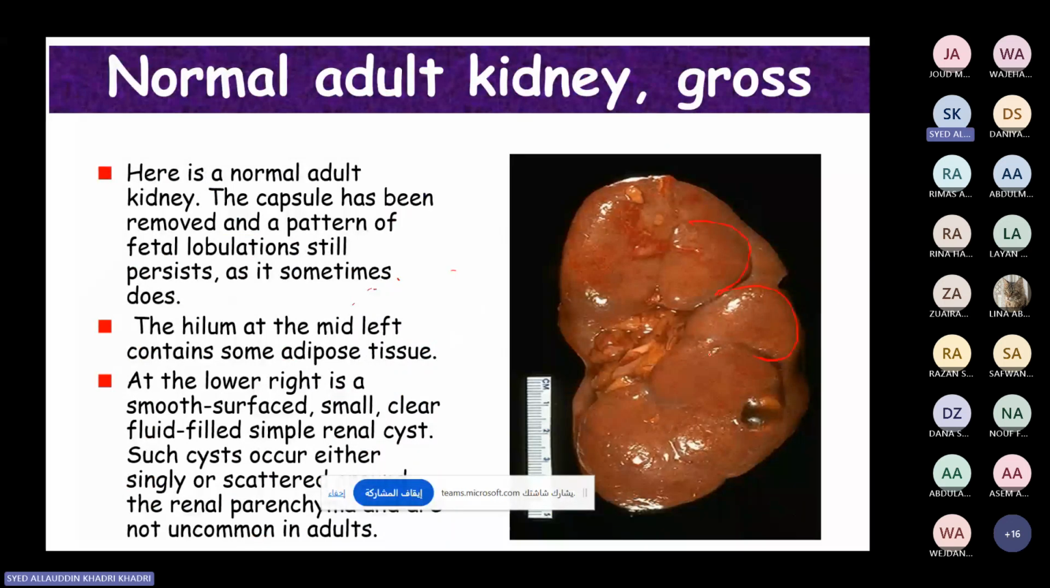In the mid left, this yellowish tissue is the adipose tissue. The lower right is a smooth surface with a small clear cyst over here. Such cysts occur either singly or scattered in the renal parenchyma, and they are not uncommon in adults. We see them very frequently.